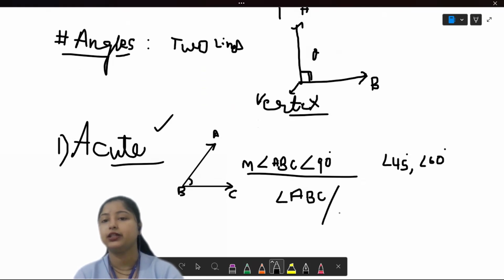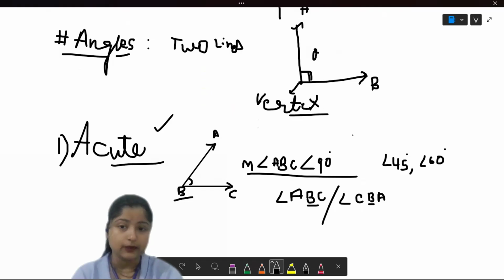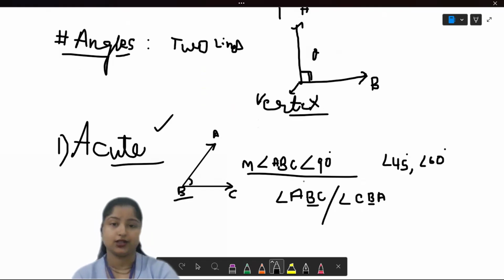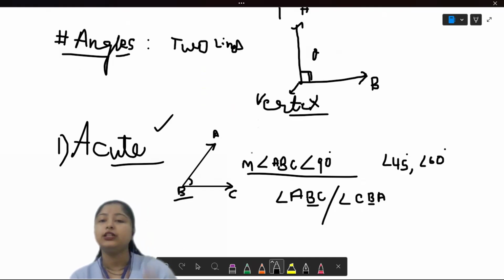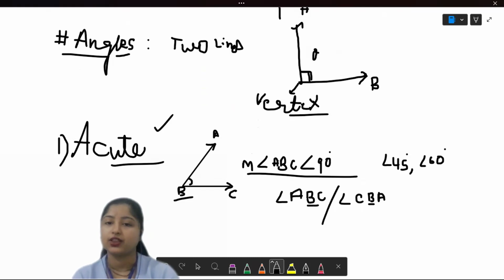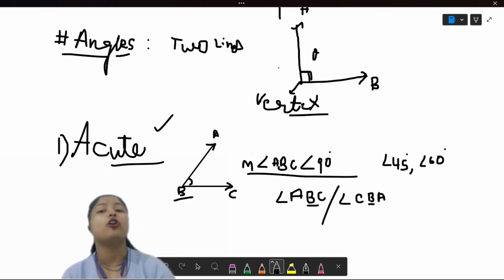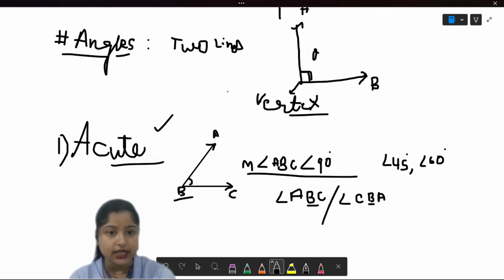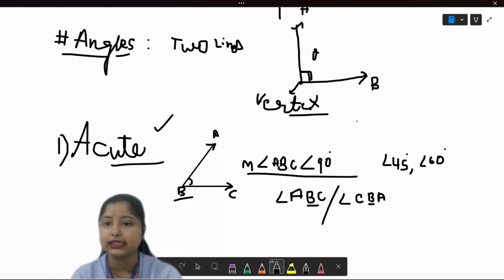Or we can call it angle C, B, A. That's the same thing. Now, in both the names, you have noticed that B is in the center. B is the vertex, in this case. The vertex should always be in the center, showing that these two lines are meeting at this point B. So a vertex should always be in the center while you are writing the name of an angle.